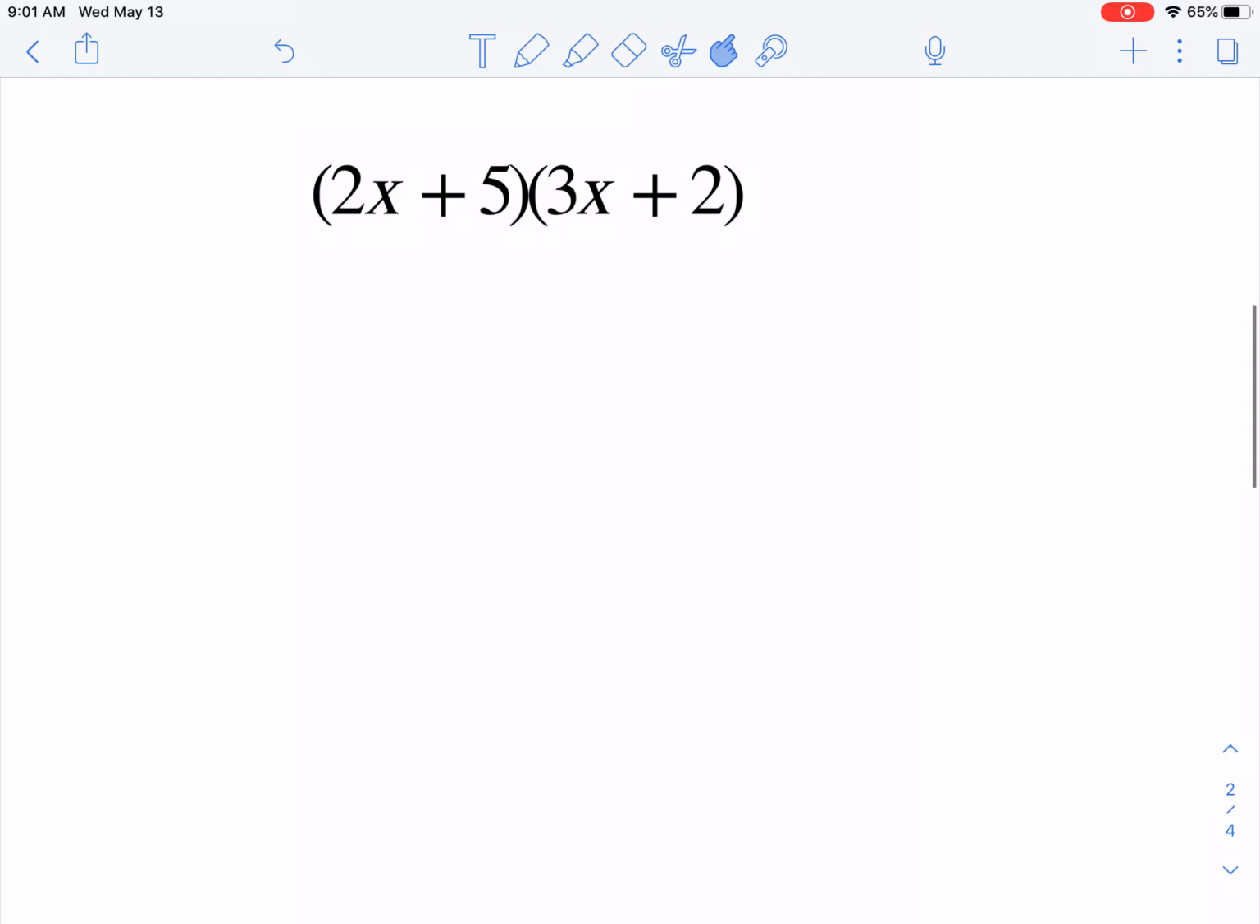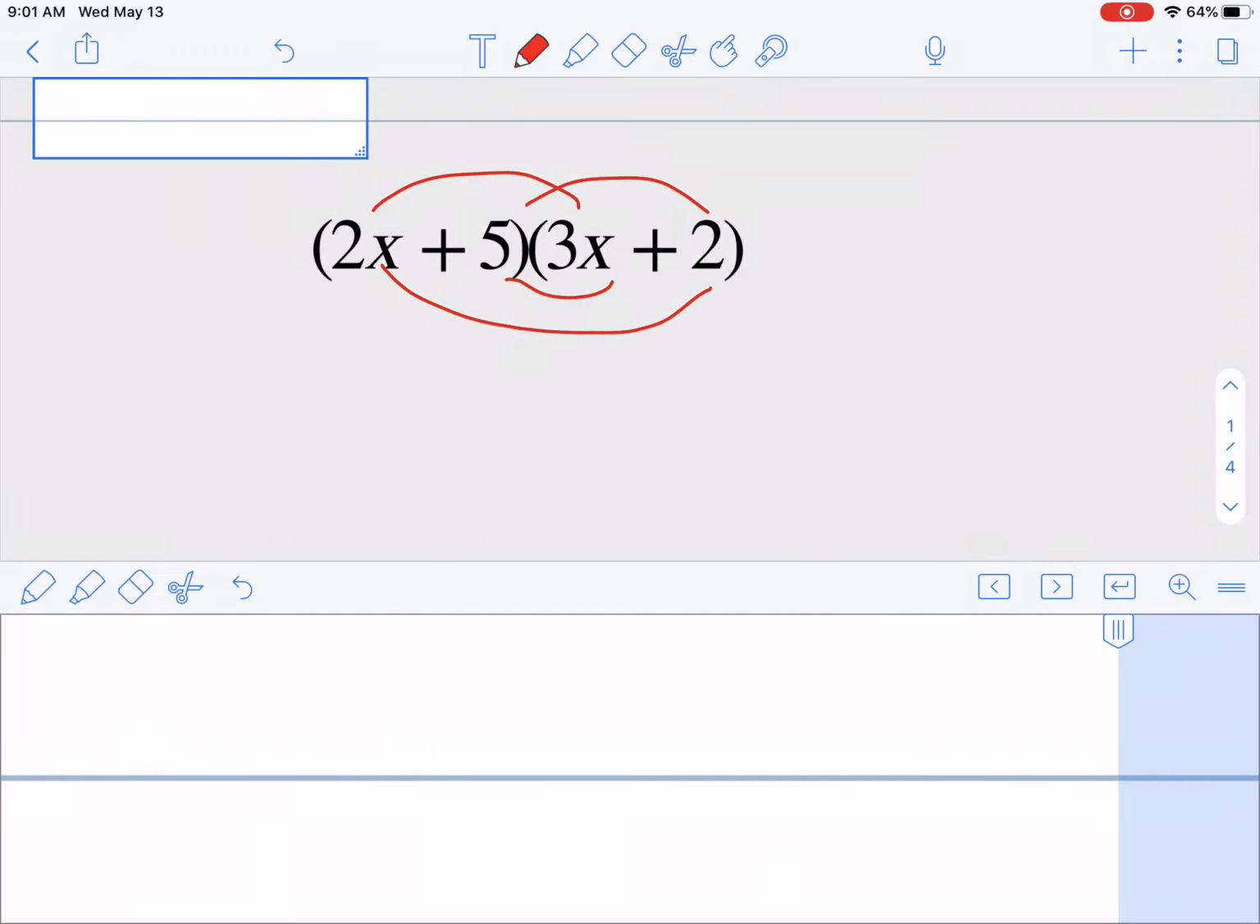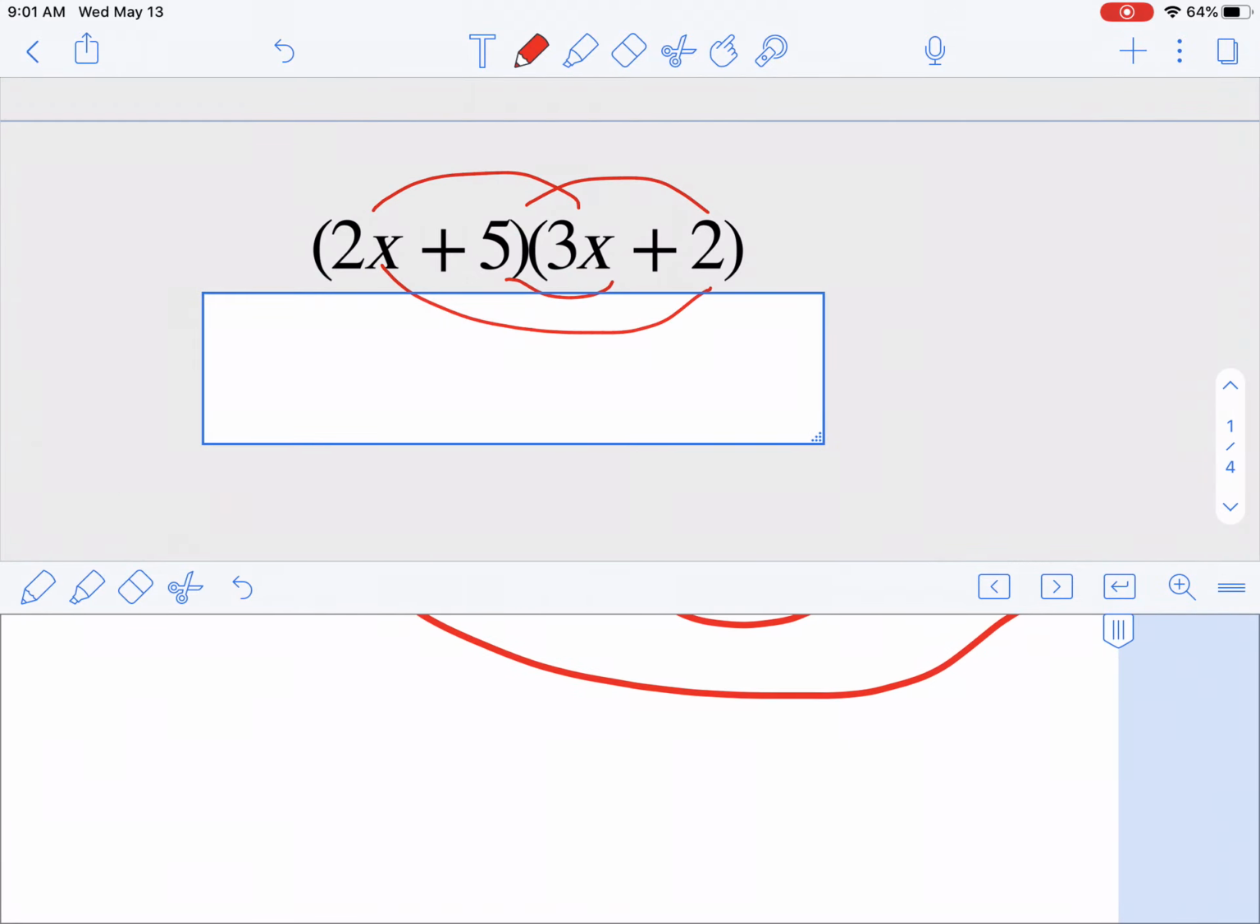Alright, so first off, let's review. If I had a problem like this, where I have a sum times a sum, remember you have to use your FOIL or your double distribution to simplify that, right? So you take 2x times 3x, which is 6x squared. I'm going to zoom in here so I can write a little easier.